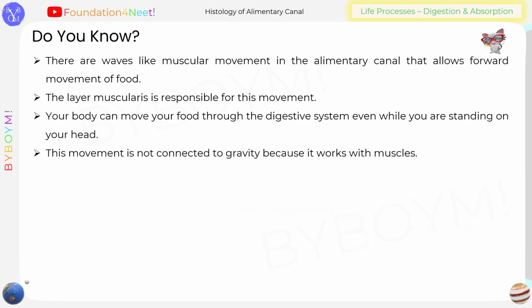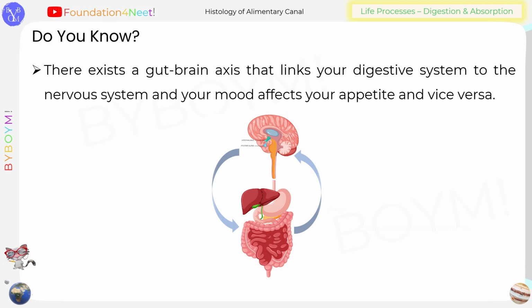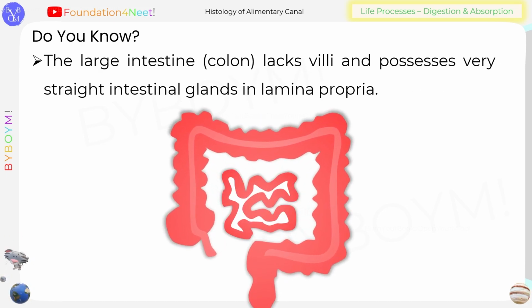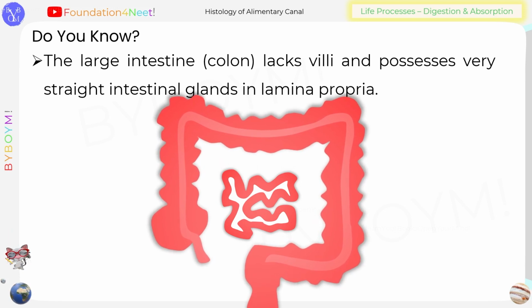There exists a gut-brain axis that links your digestive system to the nervous system, and your mood affects your appetite and vice versa. What type of food you eat would affect your mood, and what type of mood you have would depict what kind of appetite you would be having, whether you would be in the mood to eat or you would not be in the mood to eat. The large intestine colon lacks villi and possesses very straight intestinal glands in lamina propria. So you don't have any villi in the large intestine.